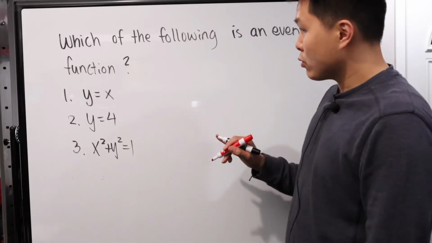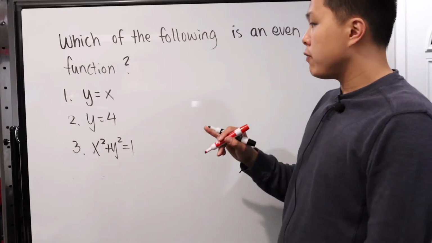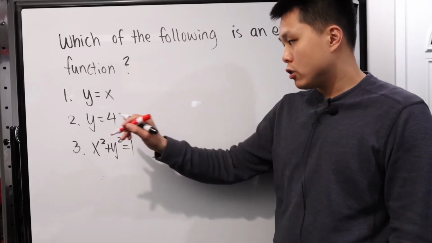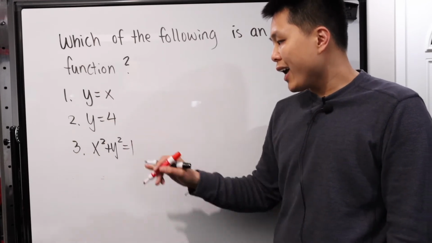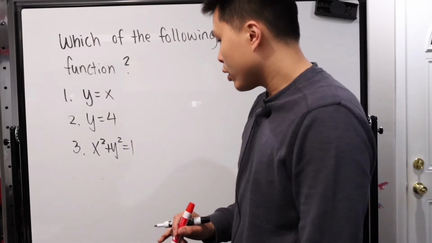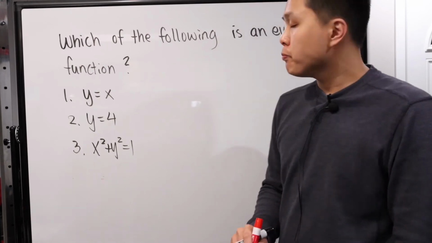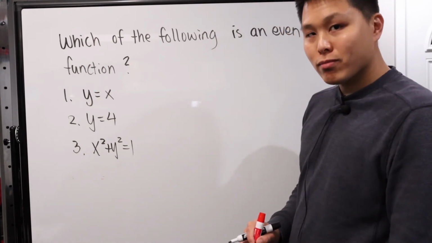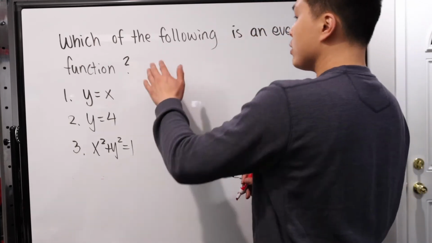All right, let's look at this next one right here. Which of the following is an even function? 1, y equals x. 2, y equals 4. 3, x squared plus y squared equals 1. Now, you guys got it? Cool. All right, so which of the following is an even function?